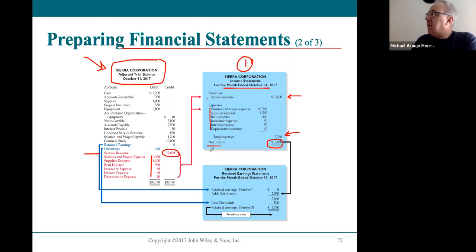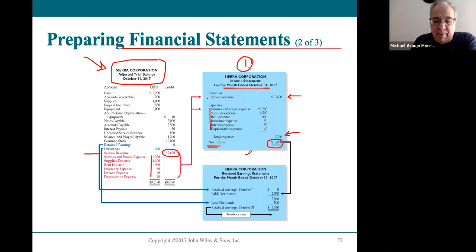Okay. So that's the first step. How confident can we be in this? Pretty darn confident, because look at the adjusting process we went through. We updated our revenue accounts. We updated all of our expense accounts. We can be pretty darn sure that the net income that we have listed on our income statement is good, is very good.